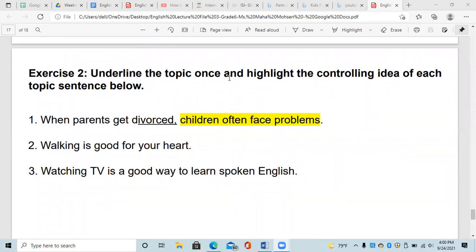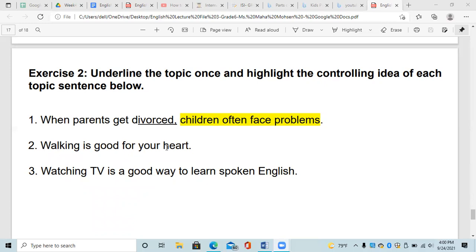Exercise number two: underline the topic once and highlight the controlling idea of each topic sentence below. You remember we talked about the topic and the controlling idea. So the first example, I solved it for you. When parents get divorced, children often face problems. So the topic here, we're talking about divorce, parents who get divorced. As a result of that, children may face problems. So in that paragraph, the author wants to talk about the topic divorce, and the main idea about that topic is the problems that their children may face. So the children often face problems. This is the controlling idea of the topic divorce.